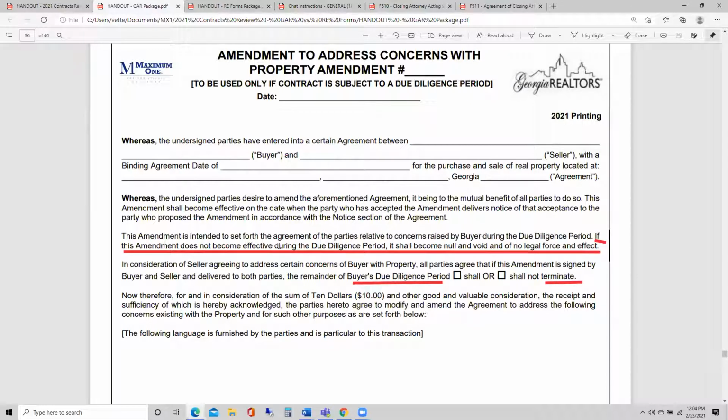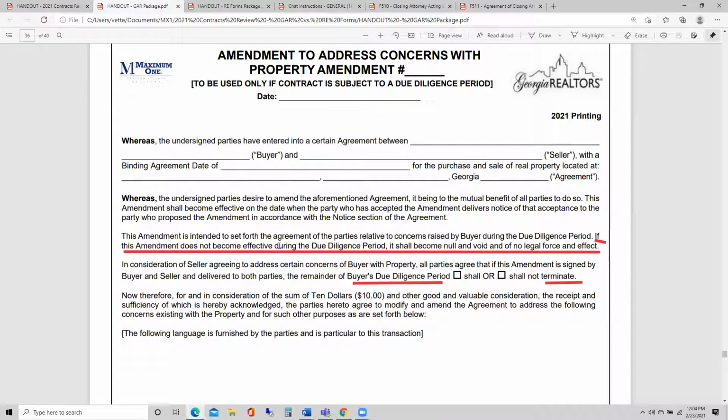How would this amendment become effective? How is it evidence that it's effective? Type it in the chat. How would you know when this amendment becomes effective? GAR's using a little bit more legalese than they need to. Correct. All parties must sign.